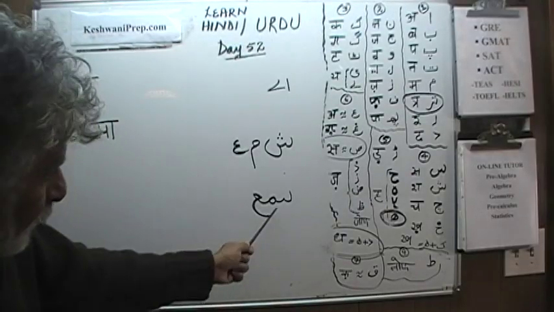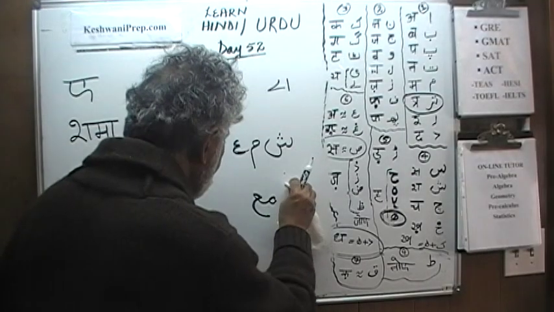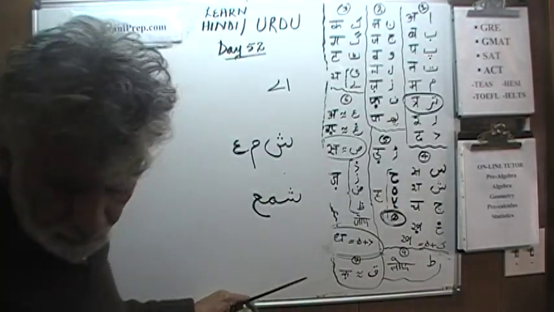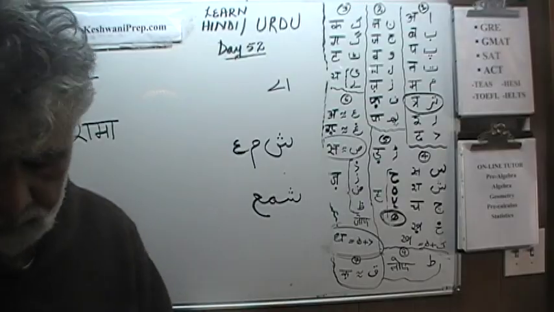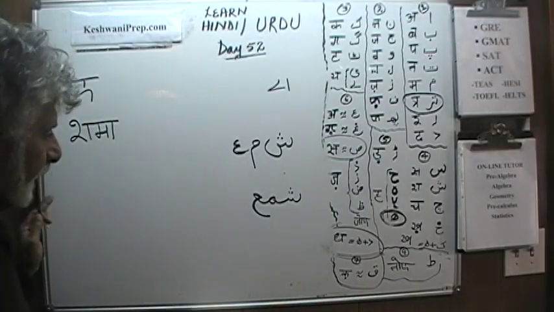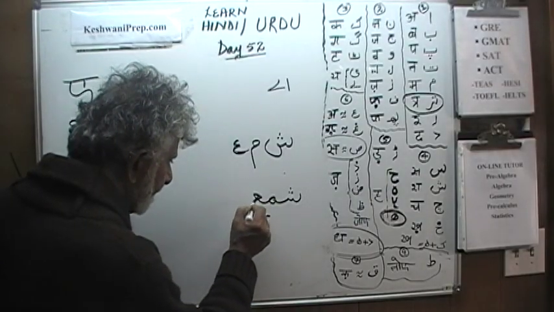I think we need one more loop after the sh. It doesn't look right. There, that looks much better. 2 loops after the sh, and then we make another loop to join it with the ma. So this part right here is the ain right here.